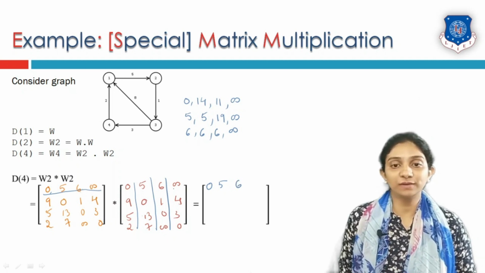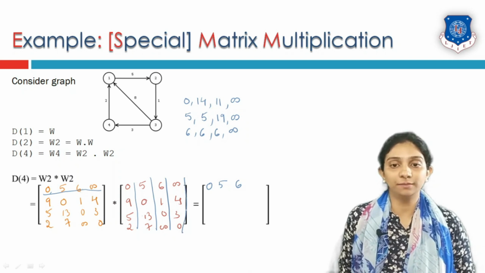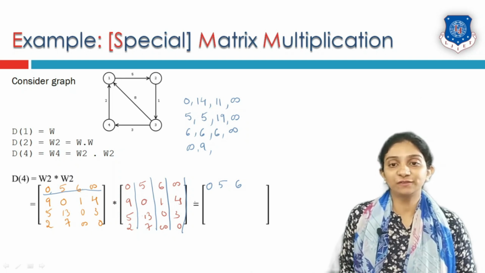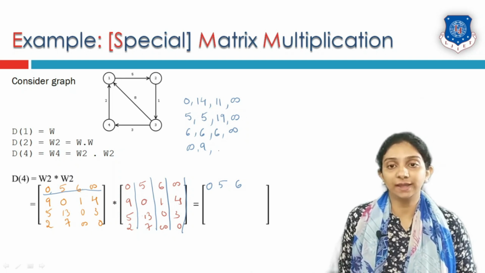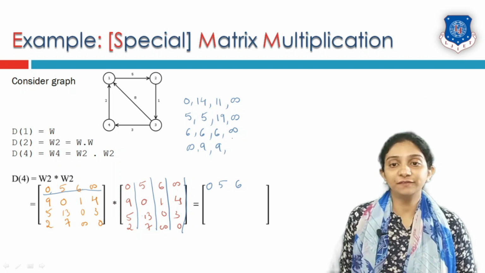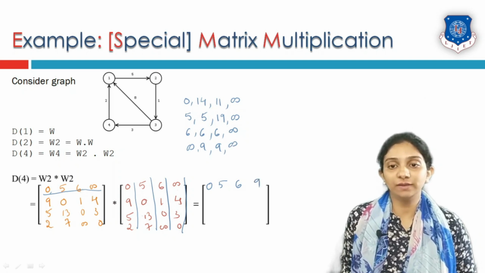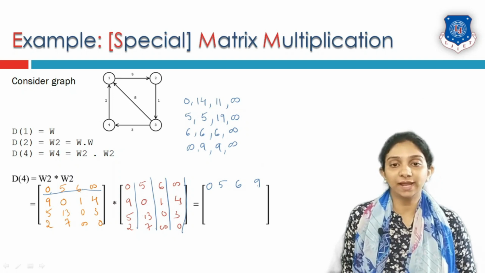Now first row is finally considered with column 4. 0 plus infinity is infinity, 5 plus 4 is equal to 9, 6 plus 3 is equal to 9 and infinity plus 0 is equal to infinity. So final value here is equal to 9.